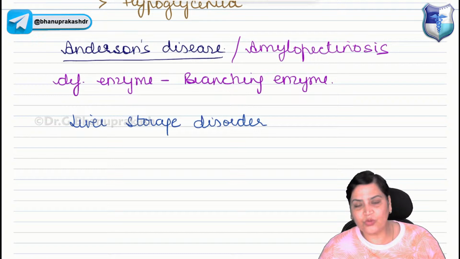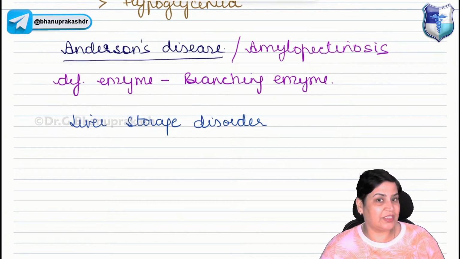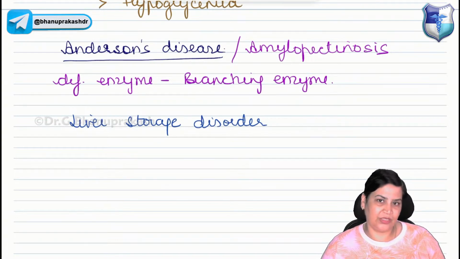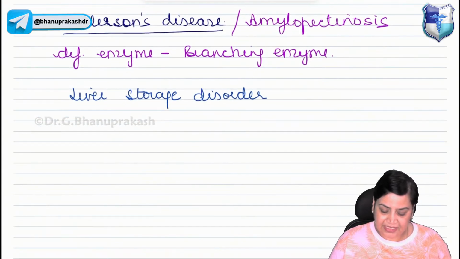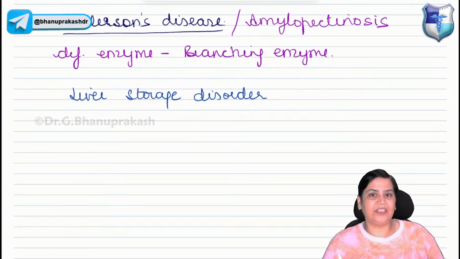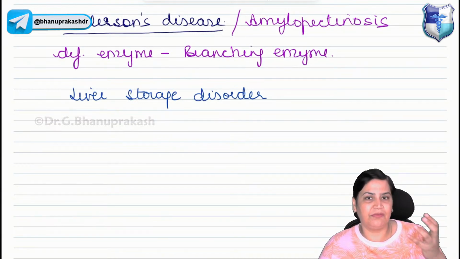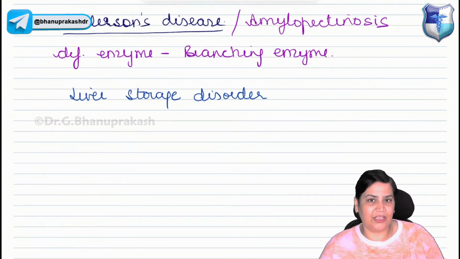So far, of all the glycogen storage disorders we have studied, only Pompe's disease is related to the muscles; the rest are all liver storage ones. Now in Anderson's disease, the liver is the one which is affected the most. Just imagine the condition of the liver, because there is accumulation of amylopectin.